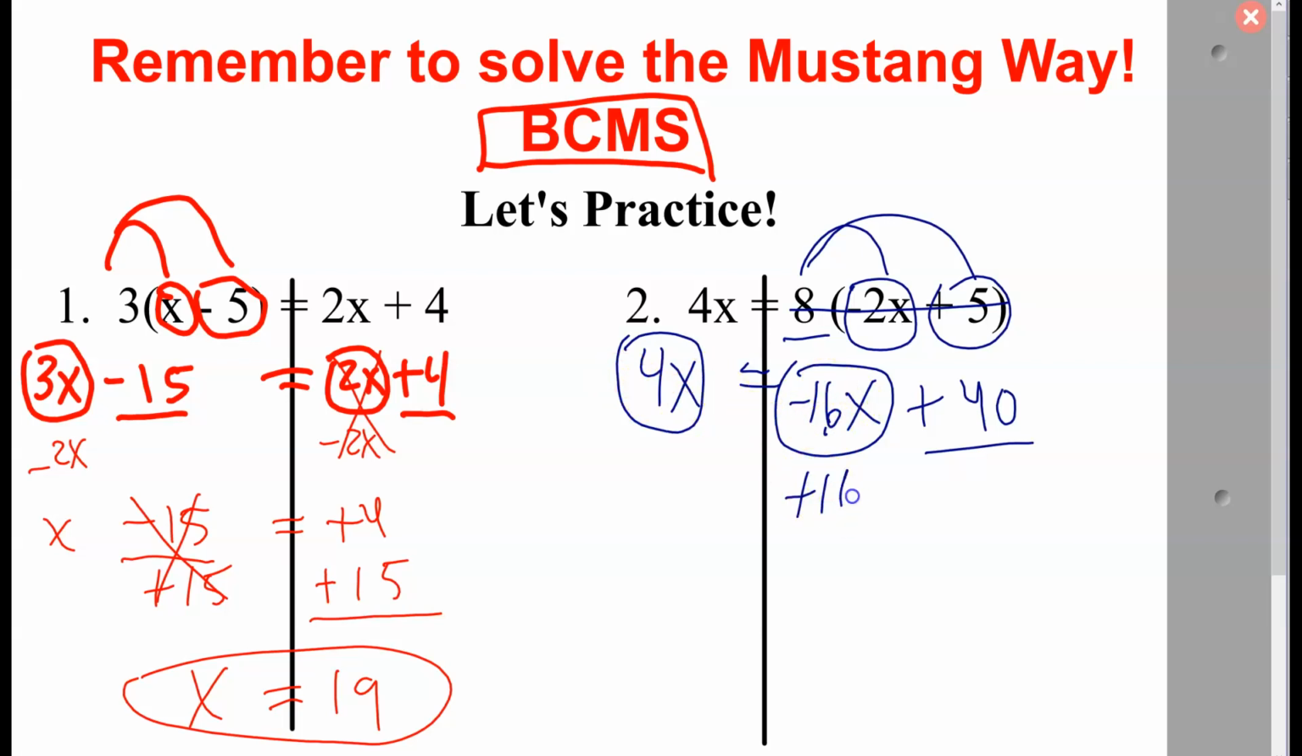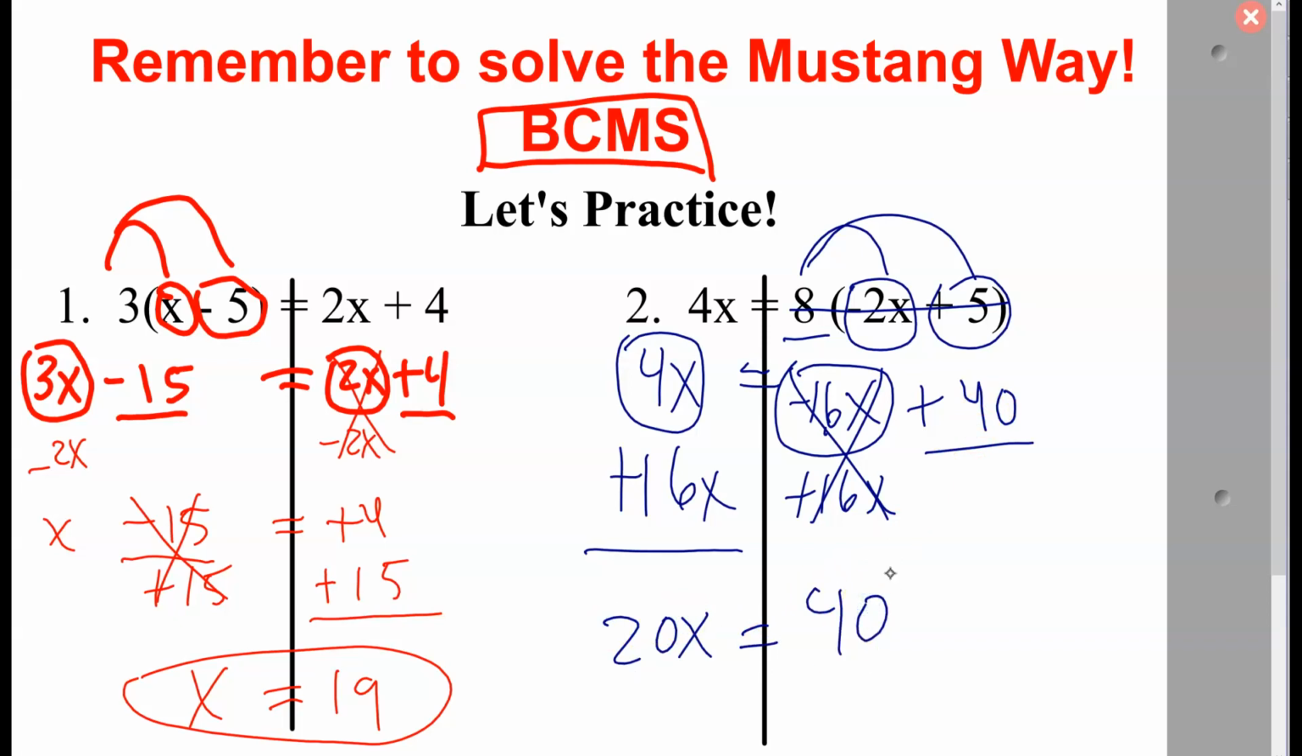So I'm going to add 16x to both sides. And the reason I'm doing that, again, is to get all of my variables on the same side. So that's why we move our variable parts. And we pick that lower or smaller coefficient to do this. So I end up with 20x over here, and that's equal to, on this side, we leave our constant number of 40. So now I'm just down to one more step here to solve this.